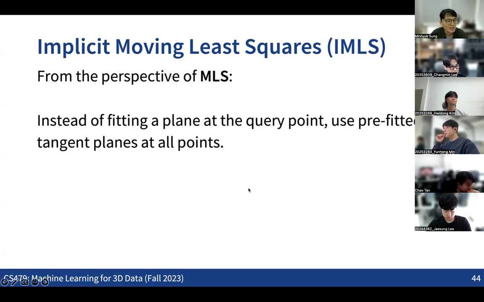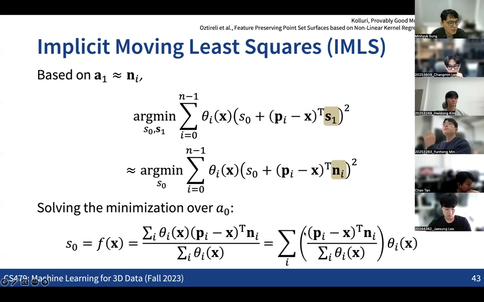So this is not exactly the same as what we are doing in the moving least squares, but we are basically using the pre-fitted planes. We are assuming that the planes are fitted for each of the points in the input point cloud, and we are using this information to get the implicit function for any query point. And the good thing is that with this kind of approximation, we can directly calculate the function value in the simplest form. Make sense?